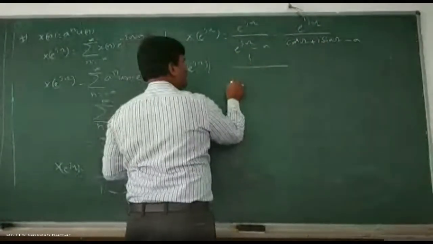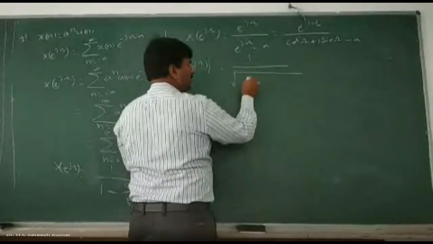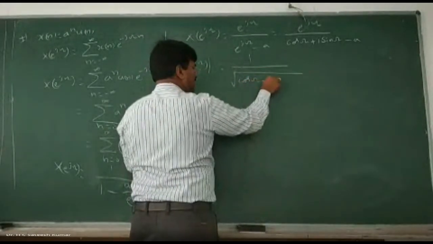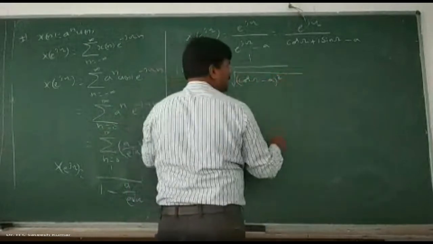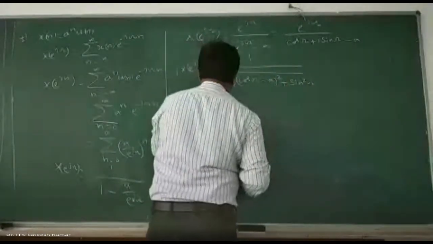And the magnitude of the denominator is a complex quantity, square root of x square plus y square. X is what? The real part. Cos omega minus a is the real part, whole square, plus sine squared omega. No need to simplify. You can stop at this level.